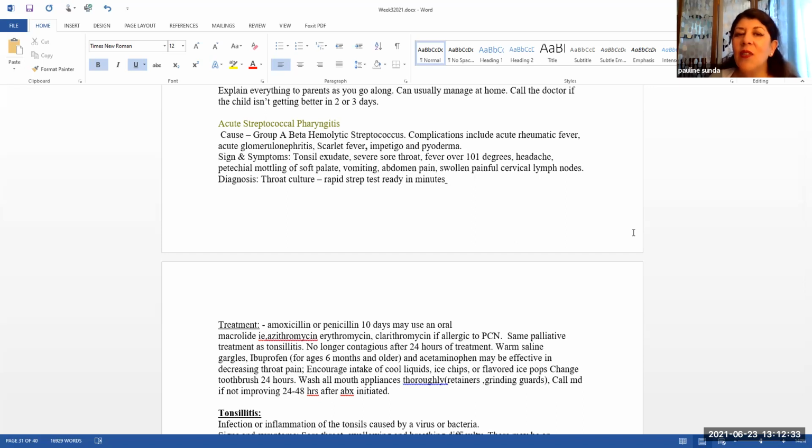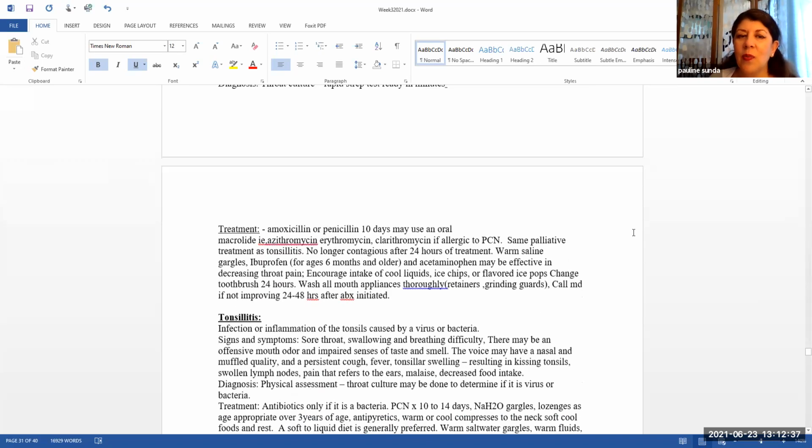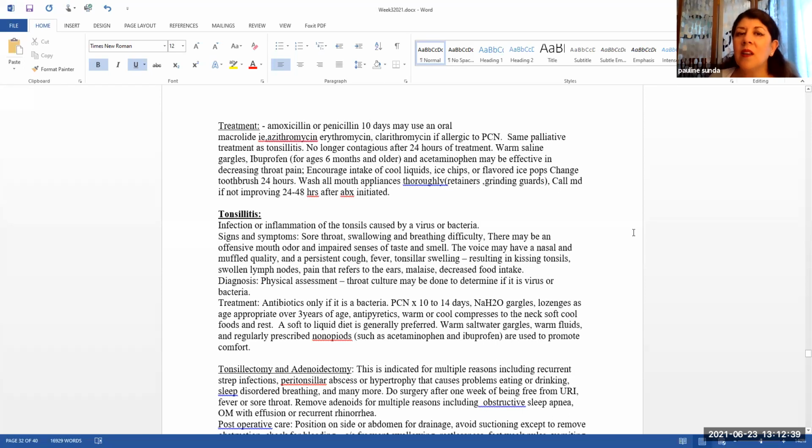Diagnosis: that good old throat culture. You're going to do a rapid strep test. It's ready in just a few minutes. Treatment is amoxicillin or penicillin for 10 days orally. They can use things like azithromycin, erythromycin, clarithromycin if they are allergic to penicillin.